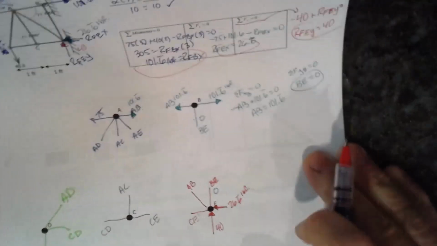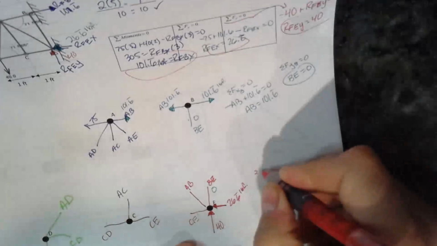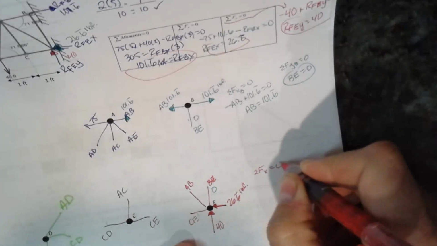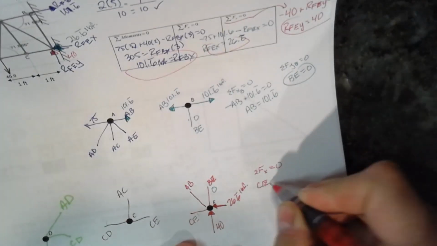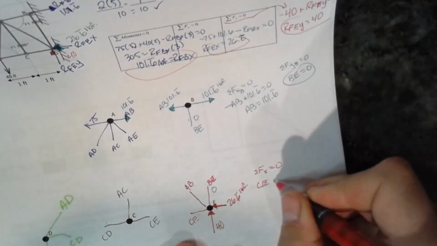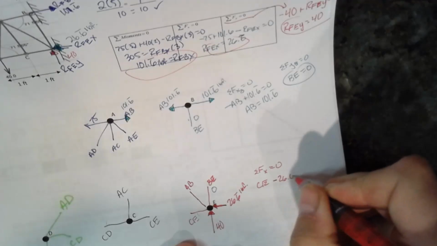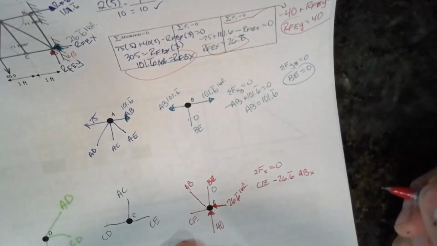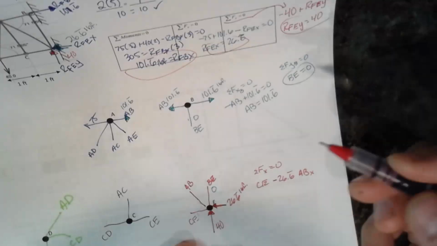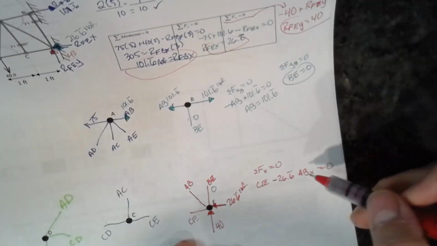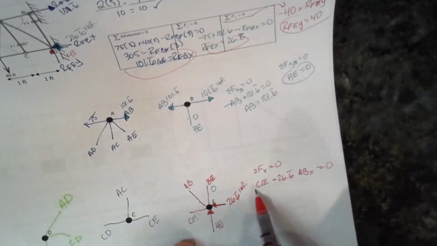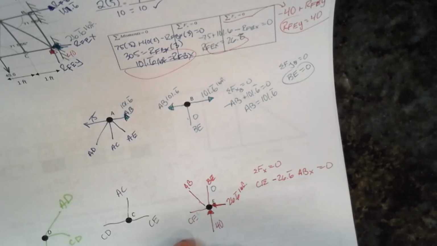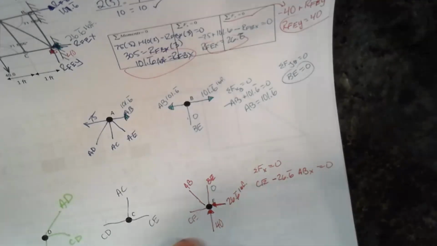So what do we got? Sum of the forces in the X have to be 0. We've got CE, we don't know. We've got minus 26.6 repeating. We've got AB in the X, we don't know. 1, 2, 3 X forces. Somehow those all end up being 0, but we don't know if this is positive or negative. We don't know if this is positive or negative. So we're just going to pause there.